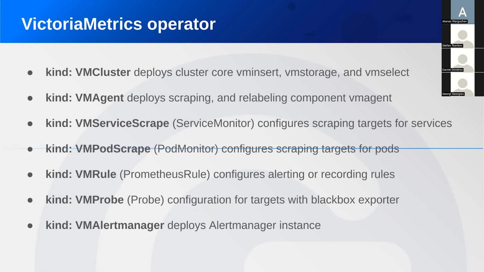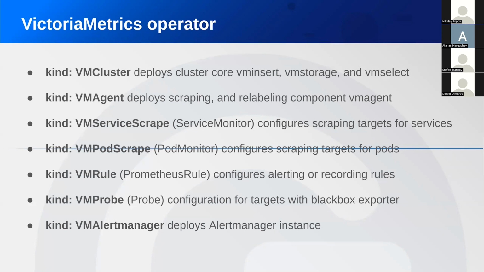The first one is kind VMCluster, and this is the bit that deploys VMInsert, VMStorage, and VMSelect. Kind VMAgent obviously deploys VMAgent, which is going to scrape and do relabeling for you. And here it gets interesting. Regarding configuration, the custom resource for scraping targets of kind services is VMServiceScrape. This will be very similar to what the Prometheus operator uses and we know as service monitors. For pod monitors, you have VMPodScrape. So this is going to configure scraping targets for pods.